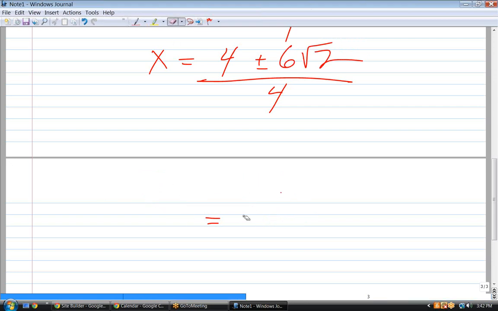And how does your teacher like the solutions? Is that good enough, or do they want it broken down into A plus BI format?